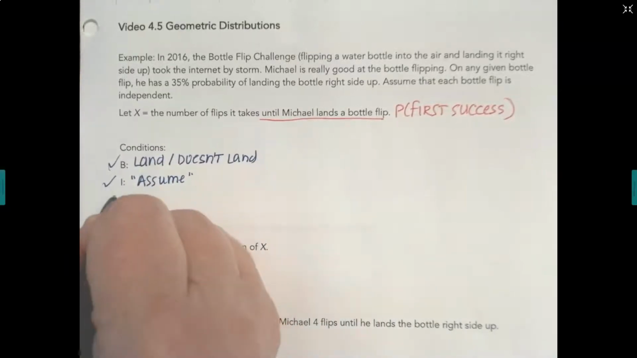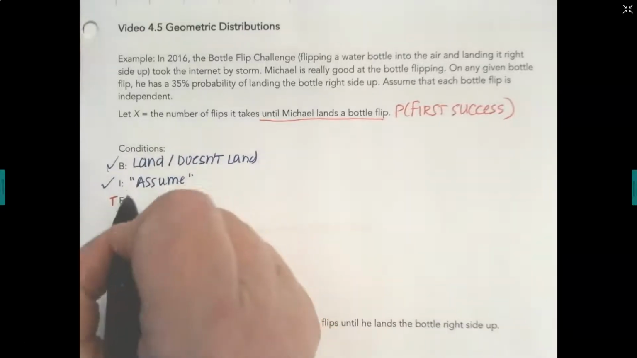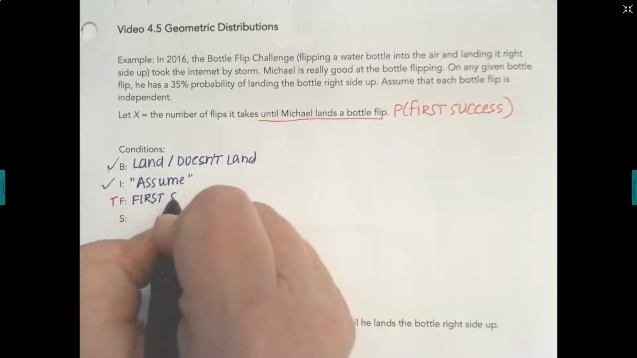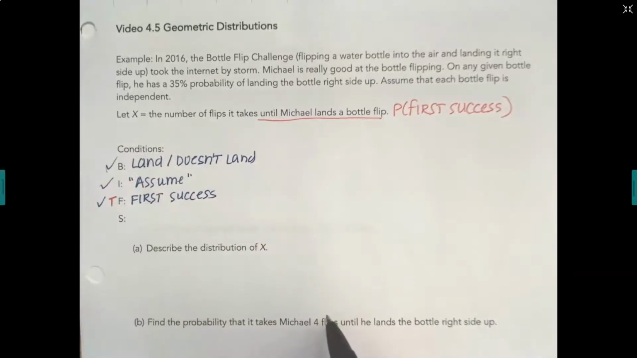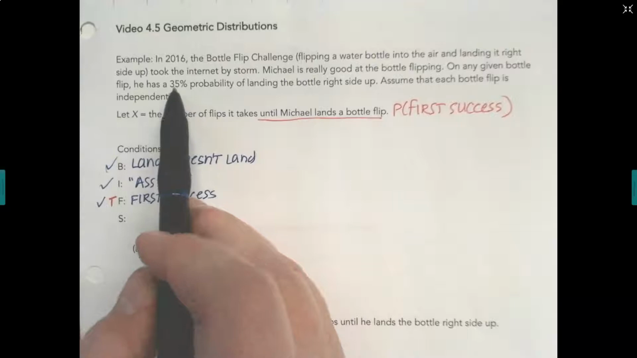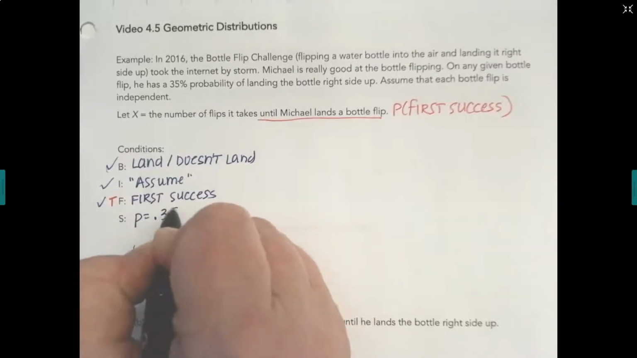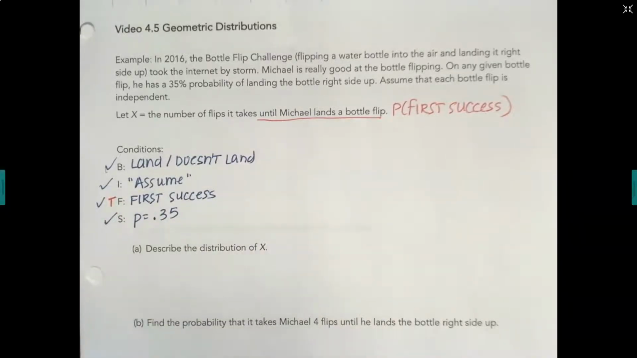The F, we talked about it as being a T. It's the trials to first success. So you're really looking for first success here. And we've got that. And then your last one is your probability of success has to be the same each time. They said that's 35%, so I'm going to say P equals 0.35. So we've met the conditions for a geometric distribution. So now we can go ahead and look at answering the questions.